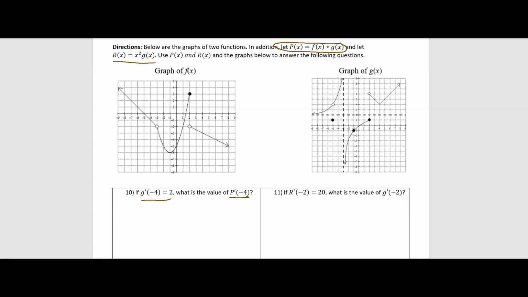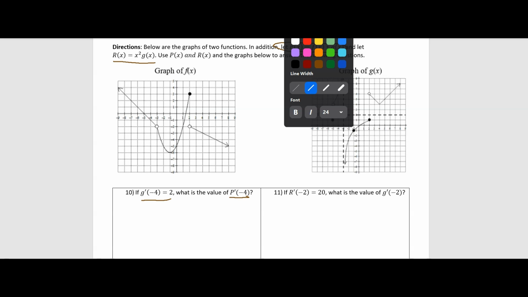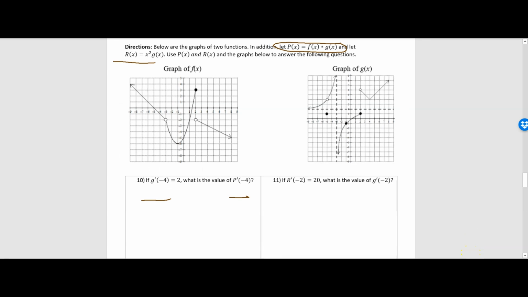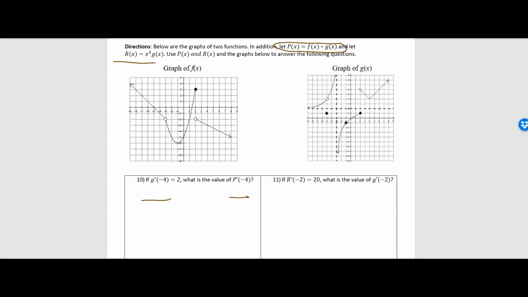We know that p of x is equal to the product of f of x and g of x. Thus, we're going to use the product rule. So let's go ahead and find the derivative. I'm going to make this a tad smaller to give myself a little bit more space. Okay, there we go. So p prime of x is going to be equal to f prime of x times g of x plus f of x times g prime of x. That's just from the definition of the product rule.